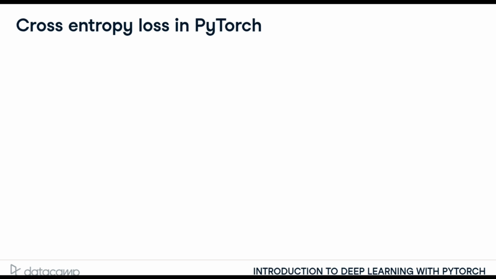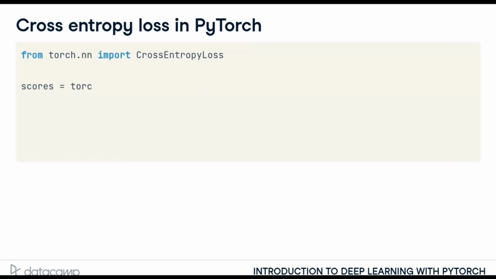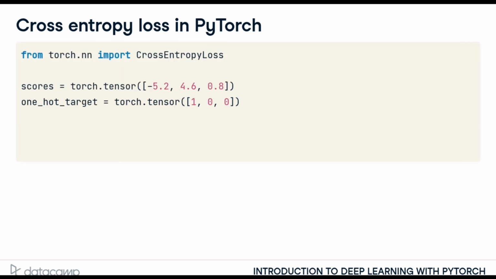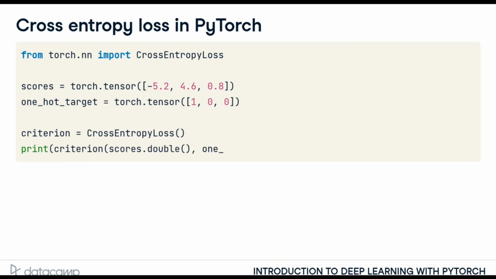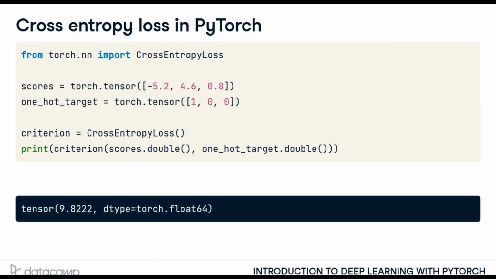With the encoding complete, we can pass it along with our predictions y hat to a loss function. Here, y hat is stored as the tensor scores. The most commonly used loss function for classification is cross-entropy loss. We start by defining our loss function as criterion. We then pass it the .double() method of the scores tensor and the one-hot target tensor. This ensures tensors are in the correct format for the loss function. The output is the computed loss value.